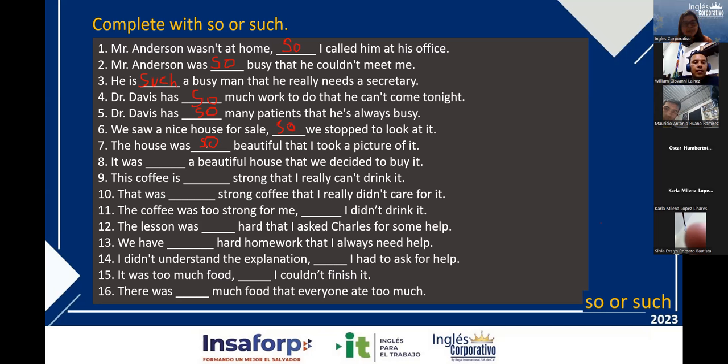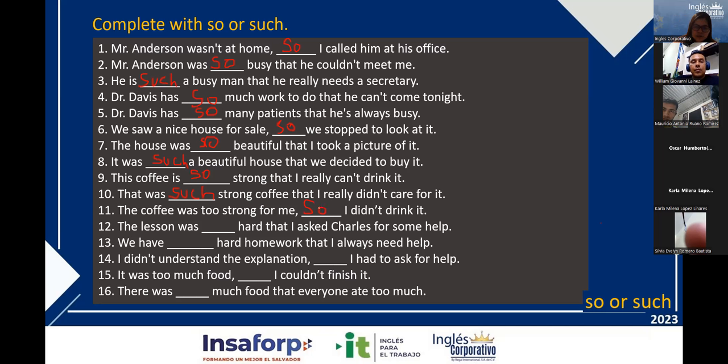Number 8. It was such a beautiful house. Number 9. This coffee is so strong that I really can't drink it. Such strong coffee. That was such a strong coffee that I really didn't care about it. And number 11. The coffee was too strong for me, so I didn't drink it. Is this result?